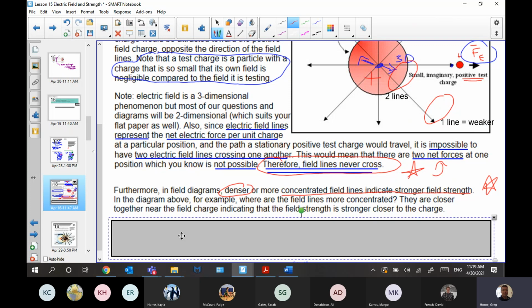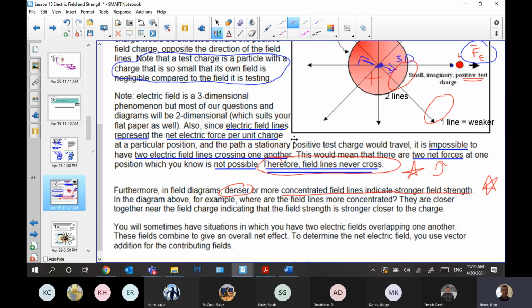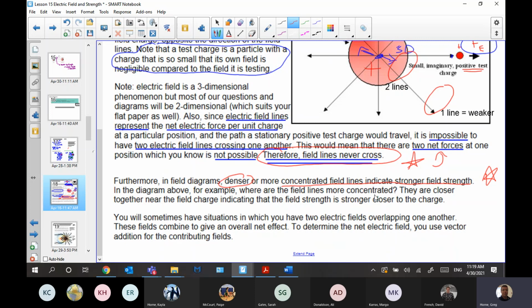So yeah, it's just describing what I just looked at there. They just did the reverse, saying it's more concentrated in the middle, so it's stronger. So more lines means stronger in there. You'll sometimes have situations where there's two electric fields overlapping, like more than one charge near each other. And so the fields combine to give the net effect. And so to determine the net electric field, you'd use vector addition.